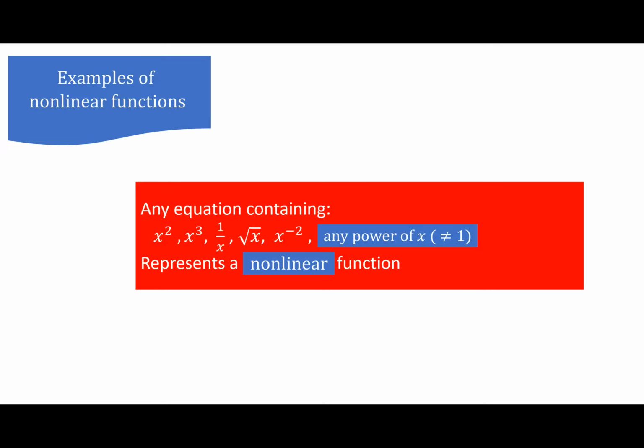Examples of nonlinear functions. Functions that contain x squared or x cubed or 1 over x or x to the power negative 2. Any power of x different than 1 makes it a nonlinear function. So remember that any power of x different than 1 makes it a nonlinear function.